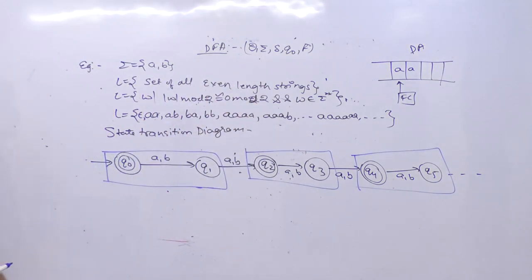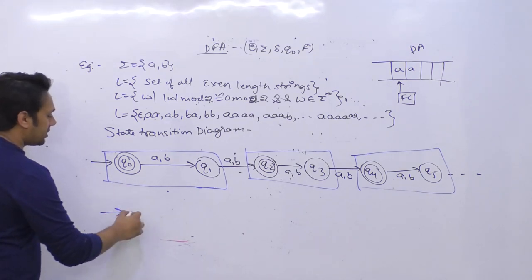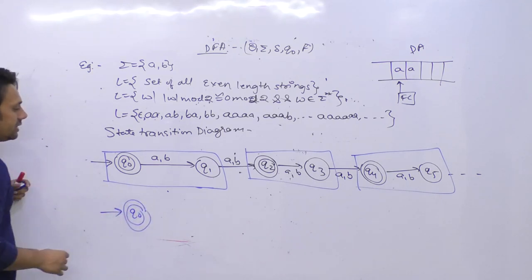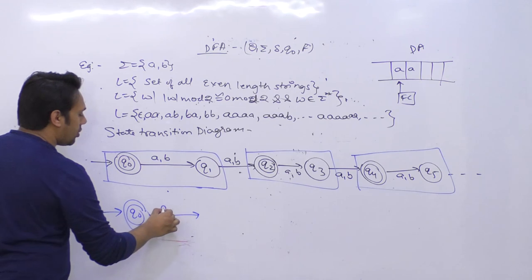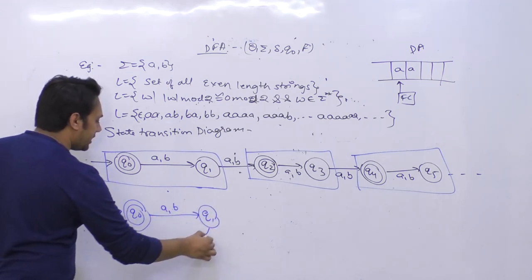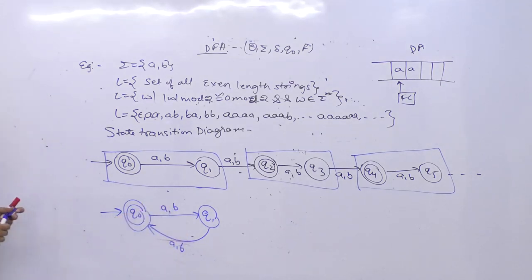So what I can do is minimize this diagram. Main is diagram ko minimize kar sakta hun. How can I minimize this diagram? I can make Q0 the initial as well as the final state. If I get a single A or a single B, I can go to the state Q1. And again, if I get a single A or a single B, I'll go back to the state Q0.